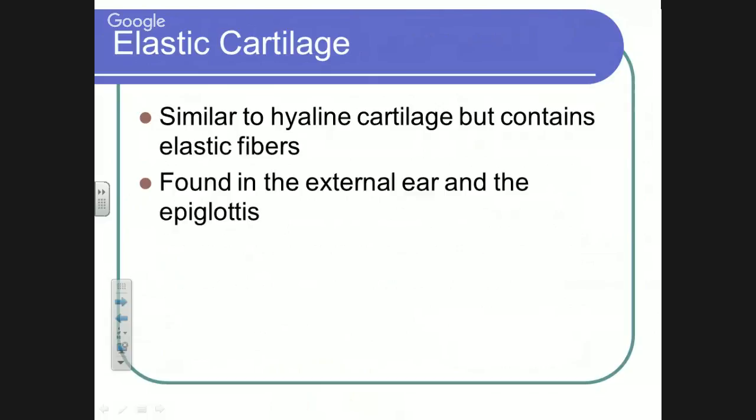Elastic cartilage is similar to hyaline cartilage. It just has more elastic fibers. The external ear and the epiglottis. You know what your epiglottis is? The epiglottis is the thing back in your throat that controls when you swallow.